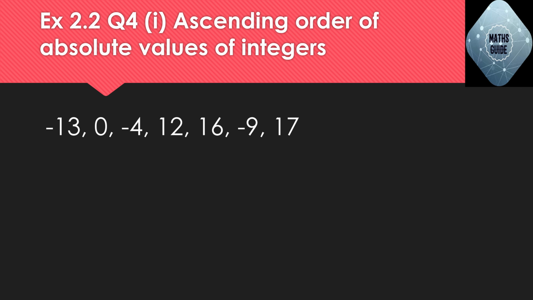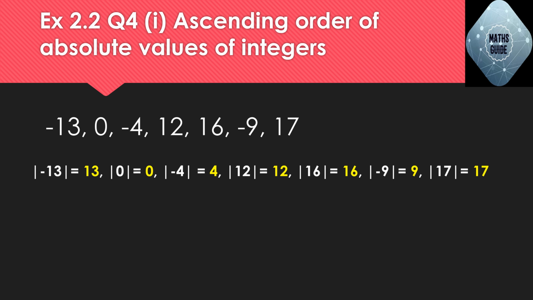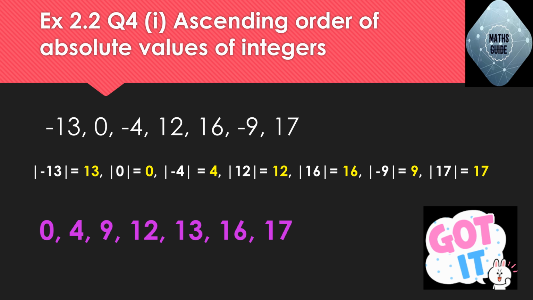This is exercise 2.2 question number 4 part 1. Here we will arrange the absolute values of integers, not only the integers but their absolute values, in ascending order. First of all, we will find the absolute value or numerical value of each digit. After finding the absolute values of each digit, now we have all positive digits. Now it is very easy to arrange the positive integers in their ascending order like this. Keep in mind that absolute value represents the distance of each digit from 0.